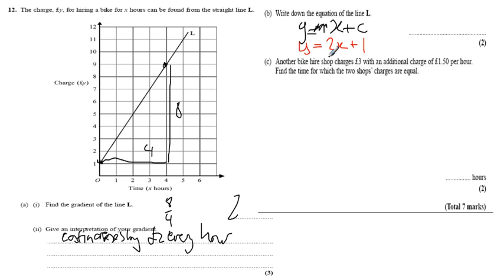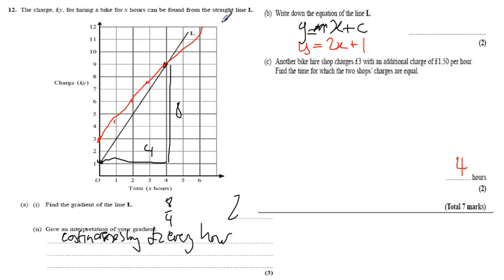Then it says another bike hire shop charges £3 with an additional charge of £1.50 per hour. So that bike shop is going to start at £3, and then for every hour it's going to go up by 1.5. So it goes across 1.5, and you're going to get a line that looks like, oh, that's a really bad line in mine. Okay, and it says find the time for which the two shops' charges are equal. Well, we can just draw the line on, and you can see that after 4 hours, both would have charged 9. So that's 4 hours. You can do it on the graph.